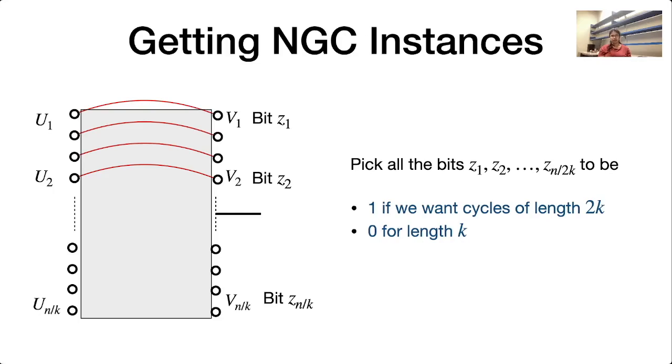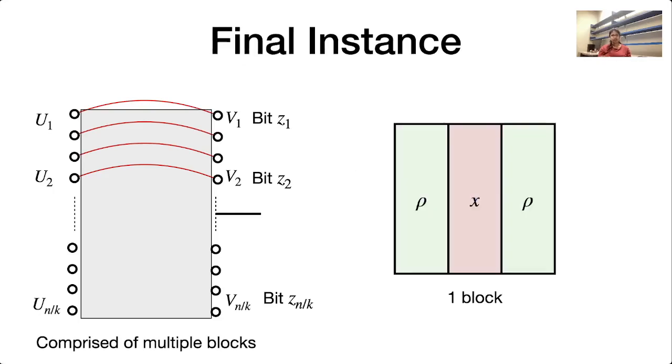And this is how we get the final instance. Just to recap, we have these blocks made of permutations and strings which actually have the net effect of encoding a permuted string x permuted with rho, and then we concatenated multiple such blocks together to get the final instance, and we added edge connections between the left groups and the right groups with their corresponding vertices to get cycles.